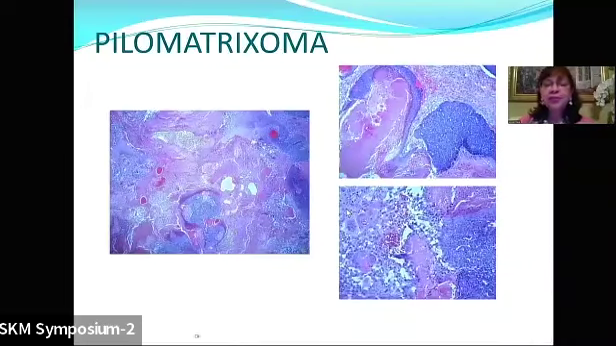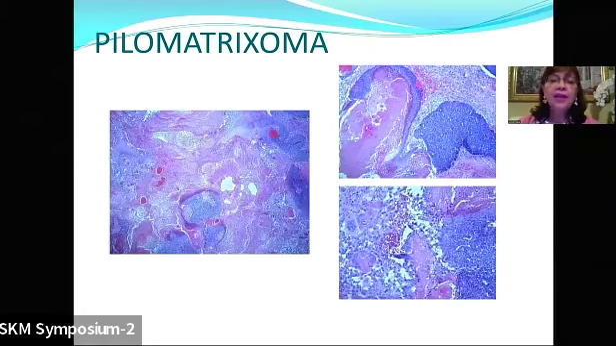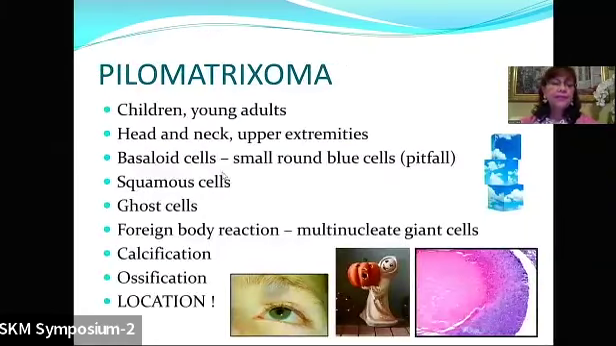So pilomatrixoma, most of them are benign, and you usually see them in young adults in the head and neck and upper extremities. And you see basaloid cells, small round blue cells, that's a huge pitfall. And then the squamous cells, and particularly these ghost cells with these empty spaces with the nuclei. And oftentimes there are multinucleate giant cells because there's a foreign body reaction to the keratin. Sometimes there may be superimposed calcification as well as ossification.